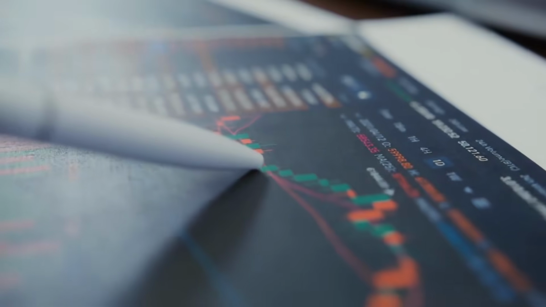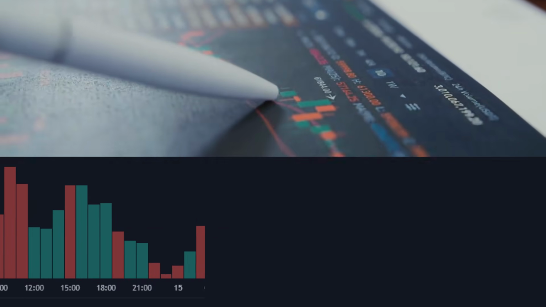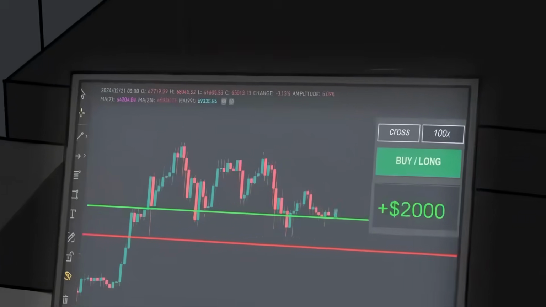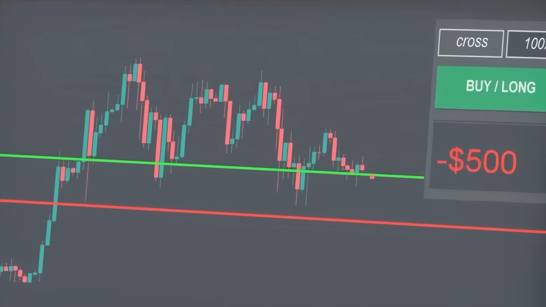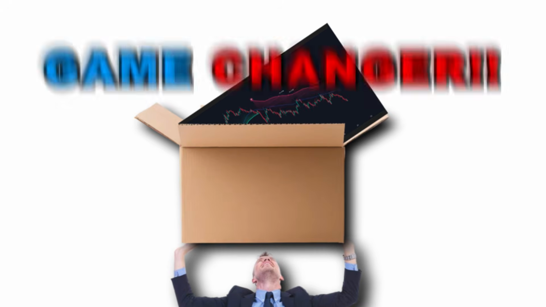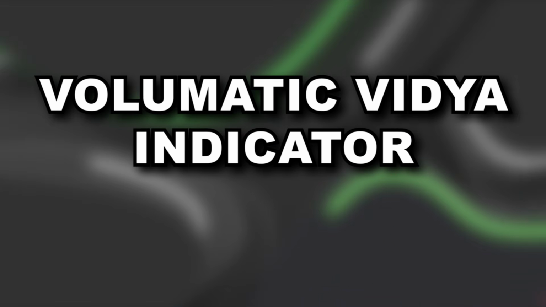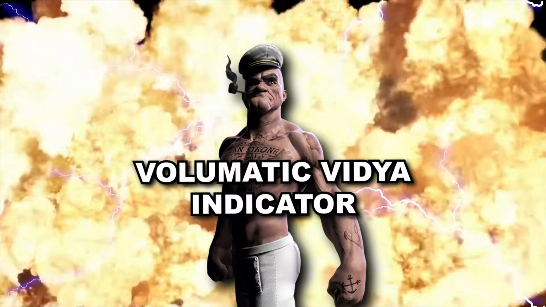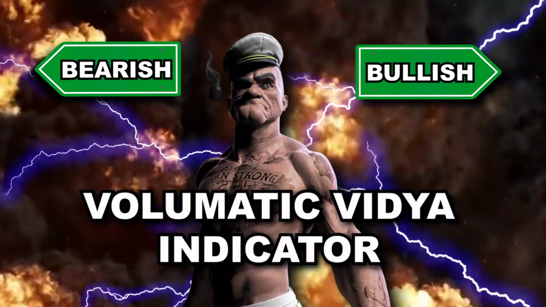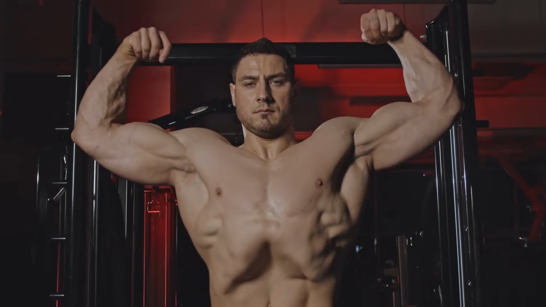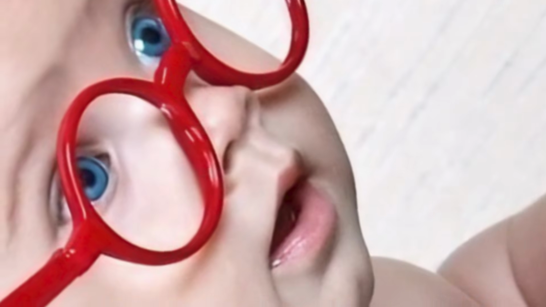Something that combines trend analysis with volume to give you a crystal clear picture of what's actually happening in the market. I've discovered an absolute game changer. The Volumatic VIDYA Indicator. This isn't your average trend tool. It's a trading powerhouse that reveals not just direction, but the volume strength behind every move. Let me show you how this could transform your trading results forever.